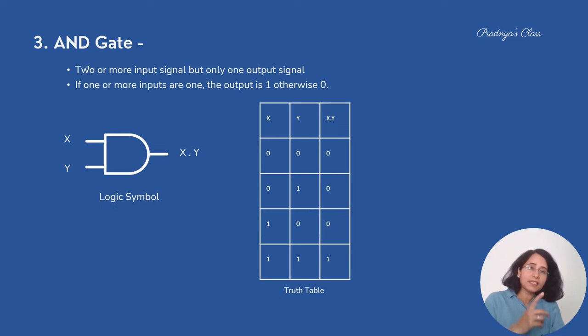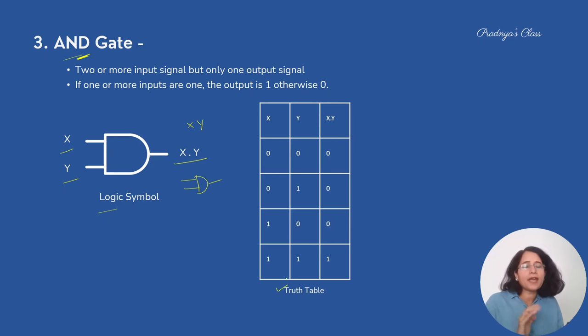The last basic gate is the AND gate. It also takes two or more input signals and produces a single output. The logic symbol of the AND gate just resembles a D, so you can relate to this D. So how does the AND gate look like? It looks like D. If we are taking two inputs, the operation we can write is X dot Y. Even to simplify it, if we are not mentioning anything, it is an AND operation.